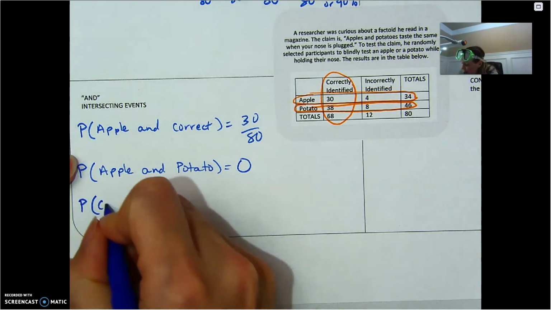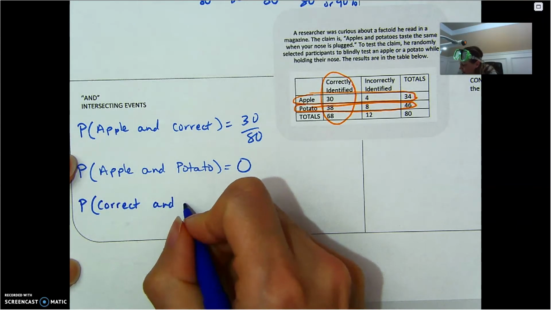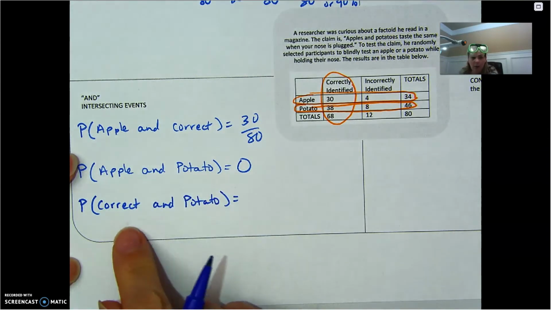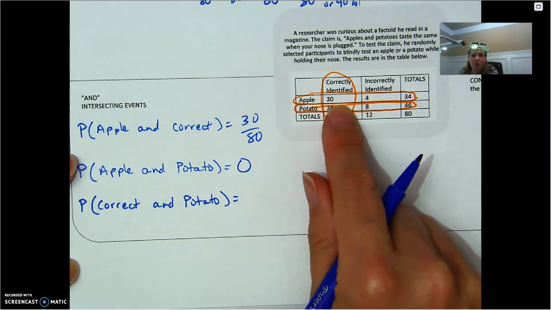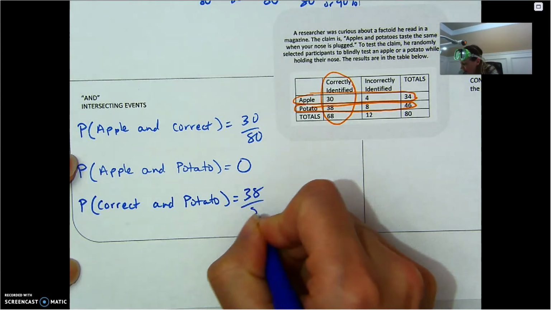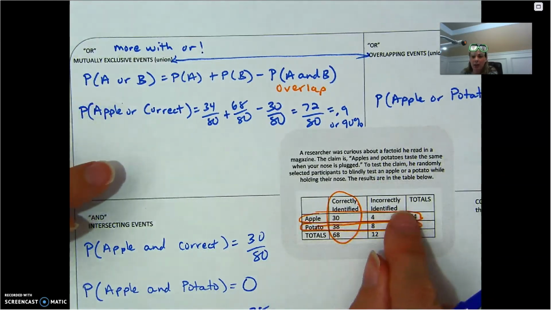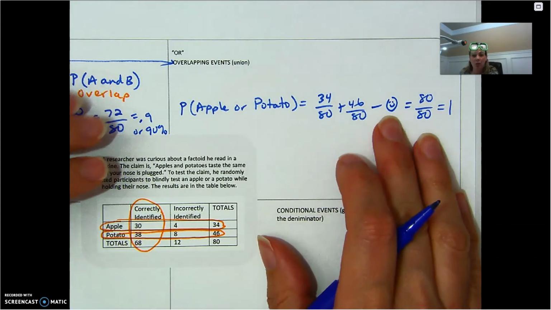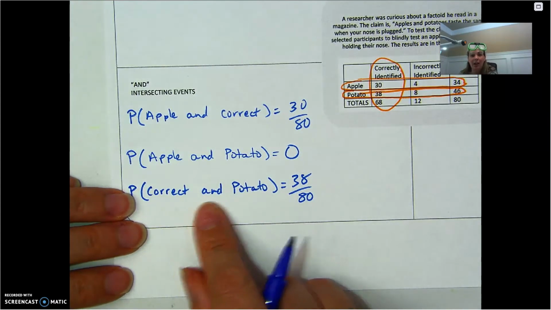All right, let me give you one more. How about probability of correct and, how about potato? All right, so correct and potato. The intersection between those two events is 38. So 38 out of 80. All right, so or problems require some work. You got to look at those totals and add it up and minus the overlap, or sometimes minus no overlap. Whereas the and problems, you just look for the intersection and you're done.